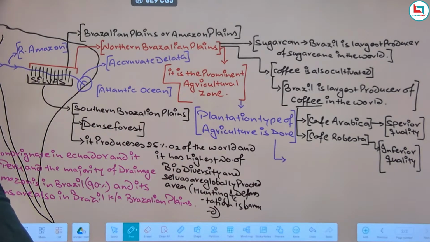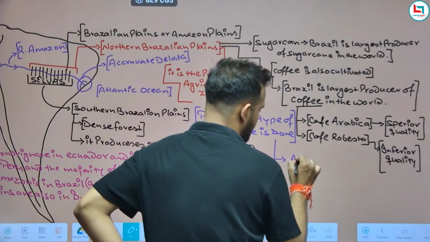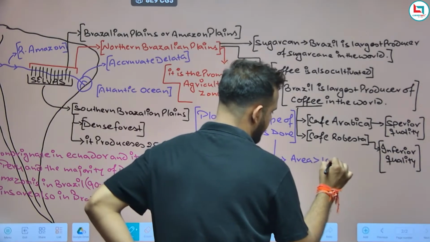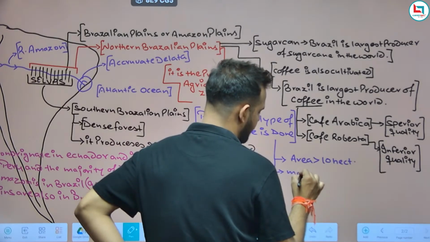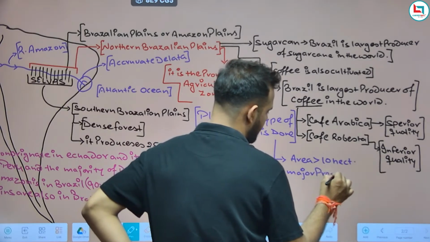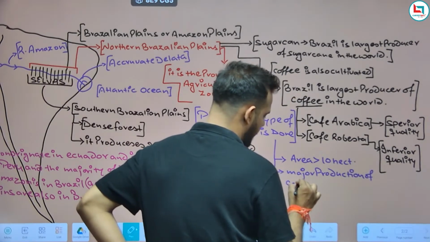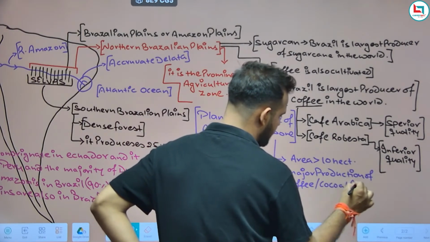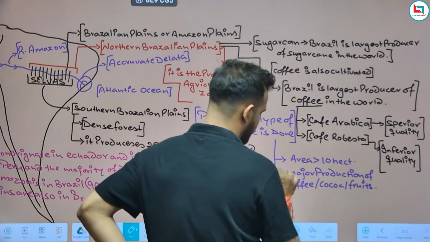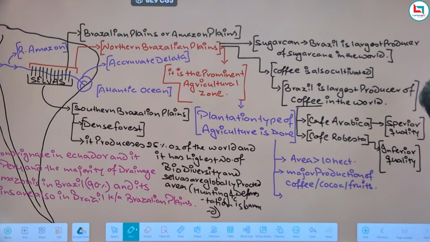When we talk about plantation agriculture, guys, the area is more than 10 hectares and the major produce is coffee, tea, cocoa and fruits. Okay, area is more than 10 hectares. Major production of coffee, cocoa, fruits is done.